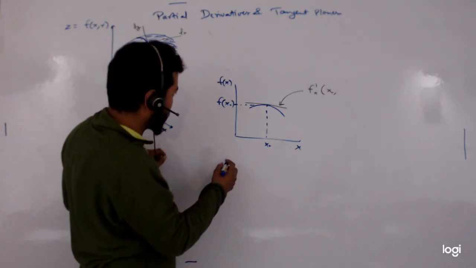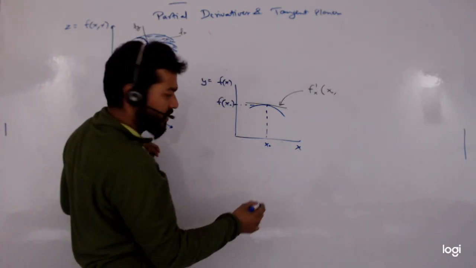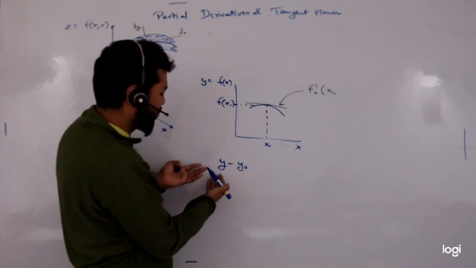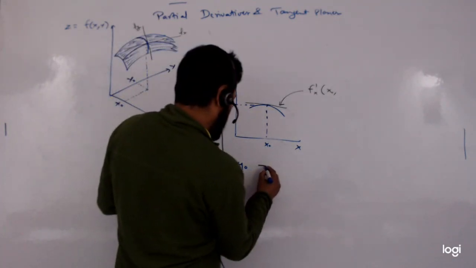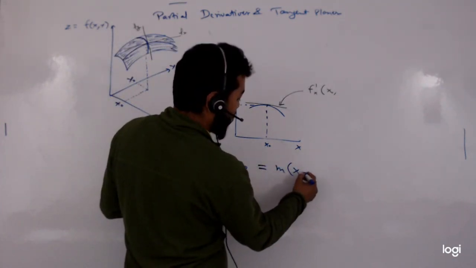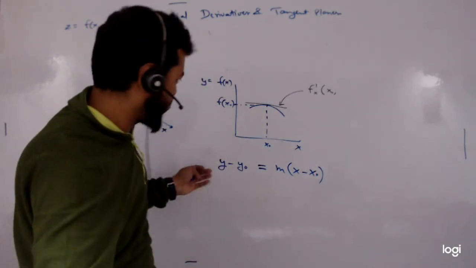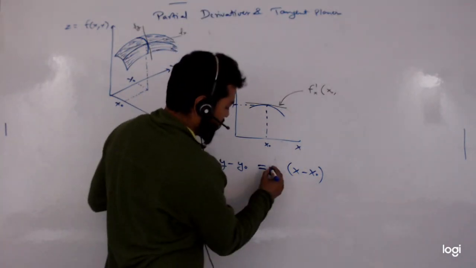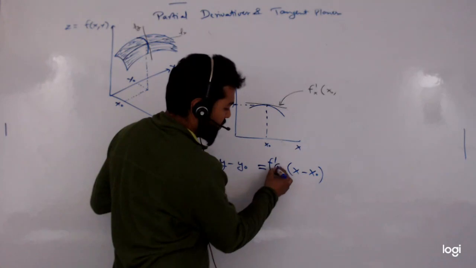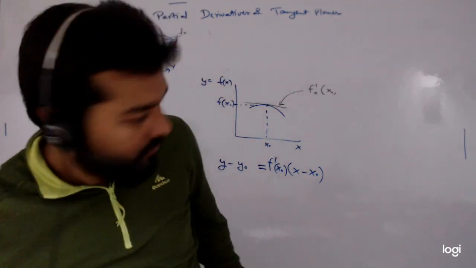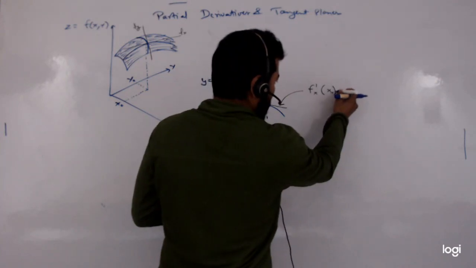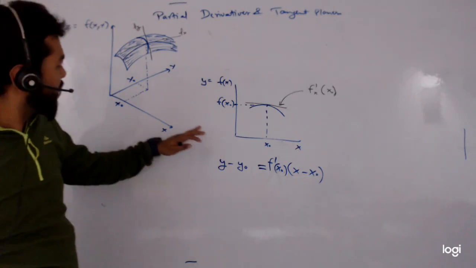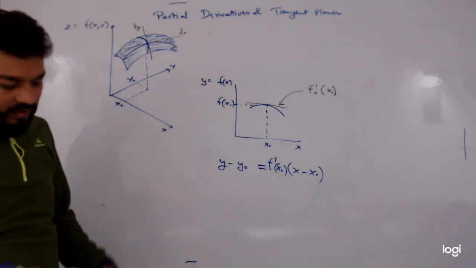For this, if I may use this, y minus y naught, or you can alternately do it, f of x minus f of x naught is equal to m of x minus x naught. In this form, m here is the slope, so I can replace that with f prime of x naught. Now we're going to use this equation, and then we'll try to get the equation of the tangent plane.